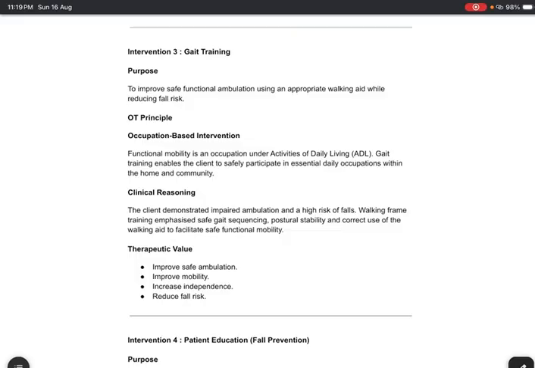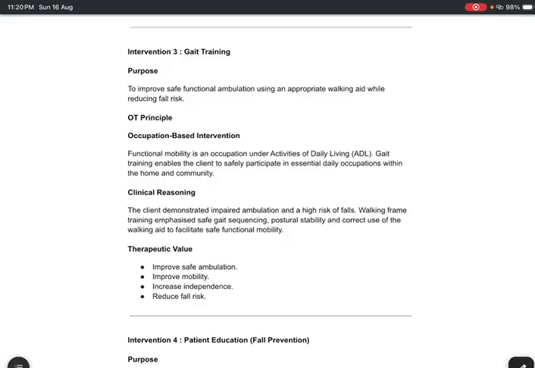I first demonstrated the correct gait sequence using the 3-point gait. Mr. K was then instructed to advance the walking frame first, followed by the weaker or affected lower limb, and then the stronger lower limb, which is the 3-point gait used. He practiced walking along a 10-foot straight pathway for 4 sets, with rest breaks provided according to his tolerance.